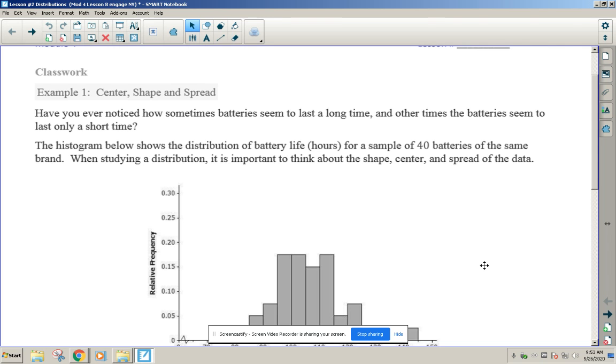Good morning. Today we're on lesson 2, distributions. We're going to spend 2 days on this topic because I want to make sure I give you everything that you would need. The first thing is on this packet that they give us a histogram.